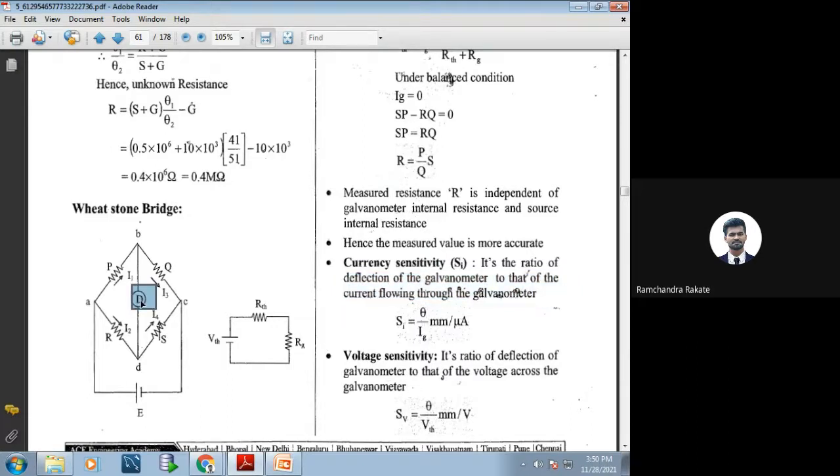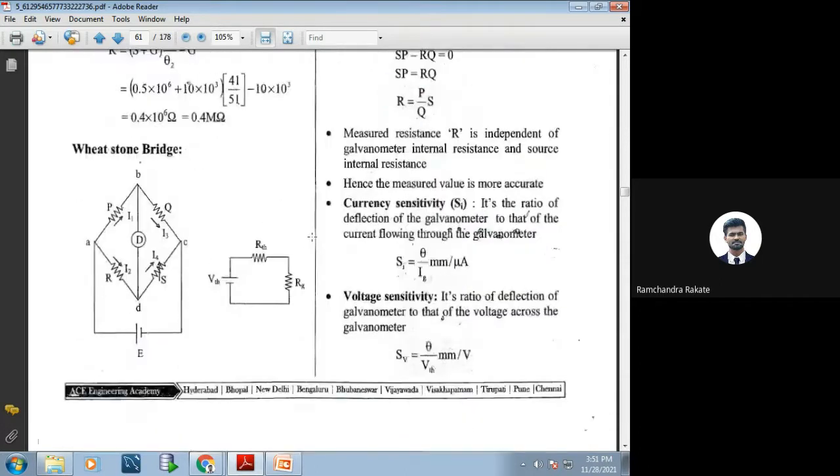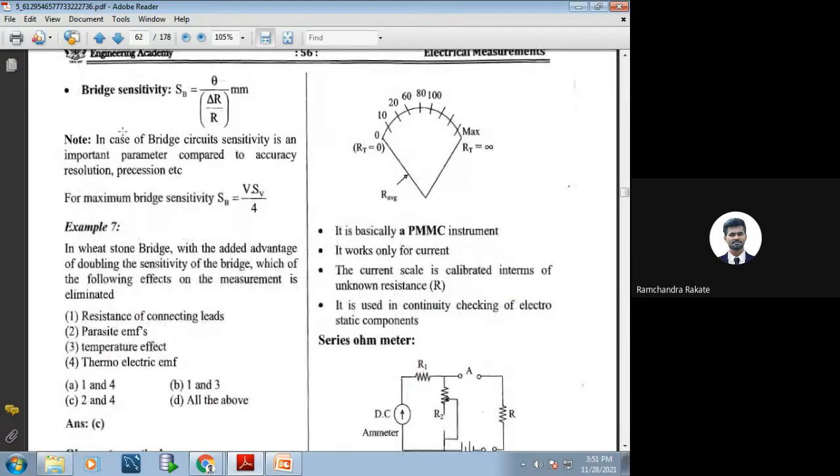The deflection of this galvanometer is shown by theta, and the ratio to the current flowing through the galvanometer, that is Ig, and Ig we have calculated through this equation. But for balance, Ig is always zero. Voltage sensitivity is the ratio of deflection of the galvanometer to the voltage across the galvanometer, so it is mm per V. So bridge sensitivity is theta upon del R upon R mm.